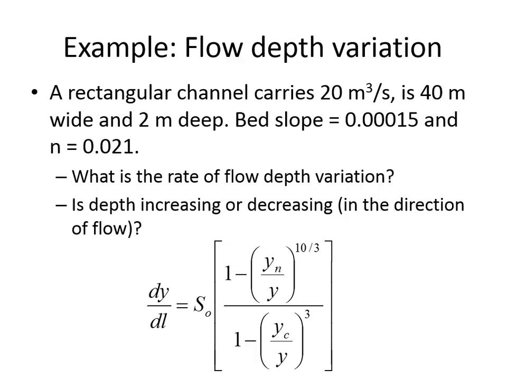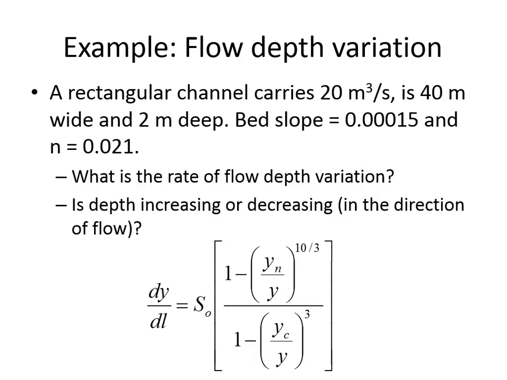Okay, so let's take a look at an example here. We've got a rectangular channel carrying 20 cubic meters per second of flow. It's 40 meters wide and 2 meters deep. So first of all, what we can see right off the bat is this is a wide channel, because the ratio of depth to width is exactly 1 to 20. So we've got a Q of 20 cubic meters per second. The channel width is 40 meters.